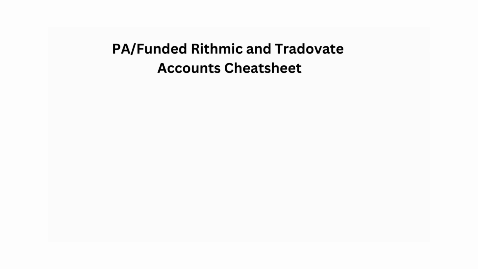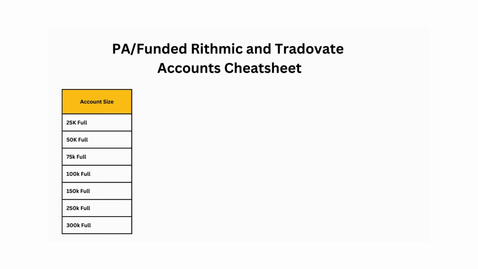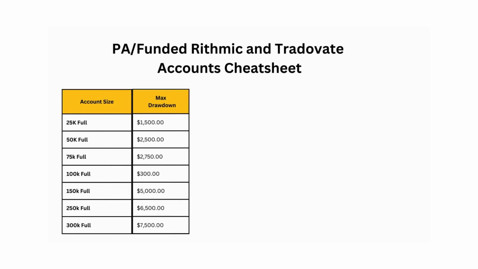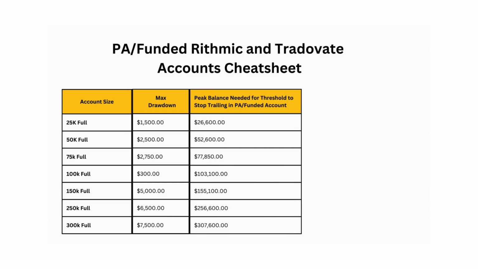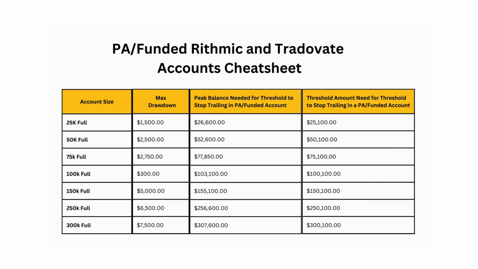This cheat sheet includes the complete account sizes, the max drawdowns corresponding to each size, the peak balances required for the threshold to stop trailing in a PA funded account, and the respective threshold amounts needed for the trailing to come to an end in a PA funded account.